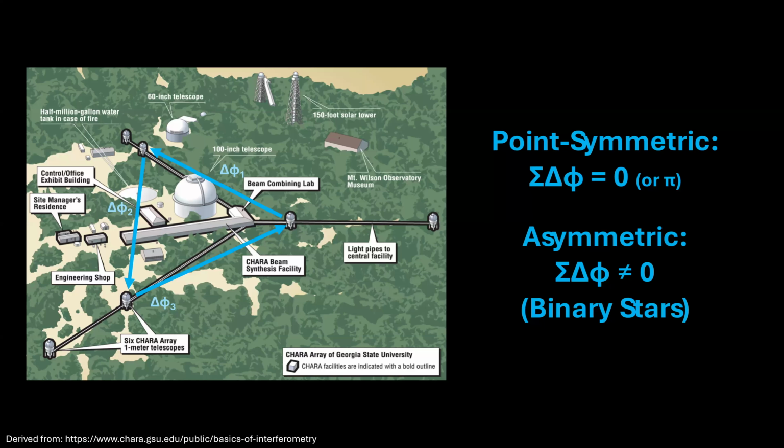And so to tackle that, you end up looking at what are called closure phases. So starting with the first telescope on the right, you look at the change in phase of your fringes as you go to the second telescope on the upper left. You add the change in phase as you go to the bottom left, and you add your change in phase as you go back. That should sum to 0 if you have a point symmetric source. If you have an asymmetric source, it will not be 0. And binary stars are asymmetric. So with a binary star, you should have a non-zero closure phase.